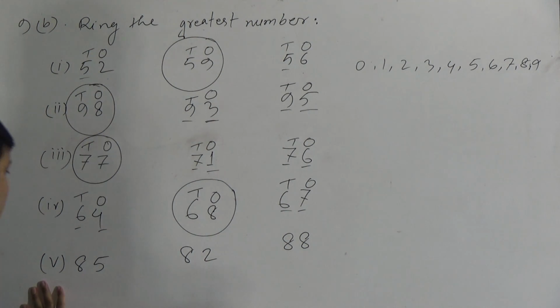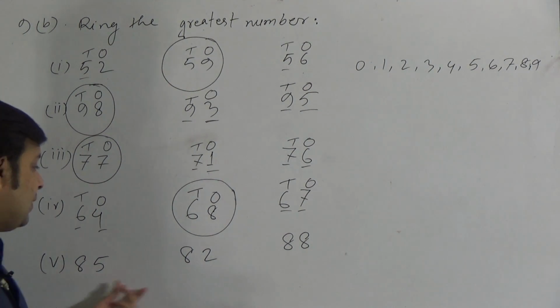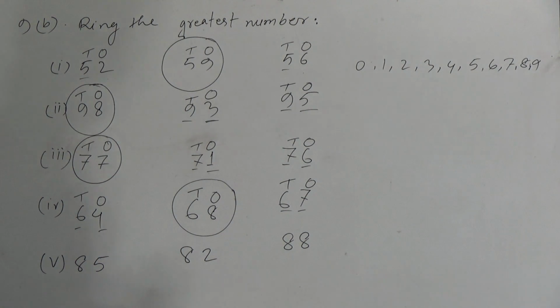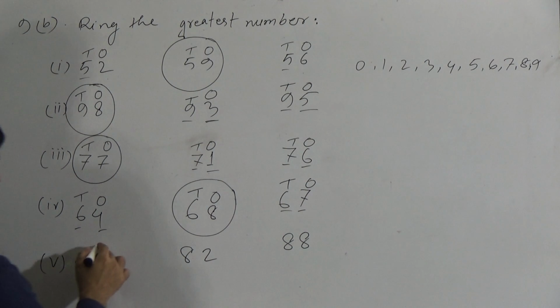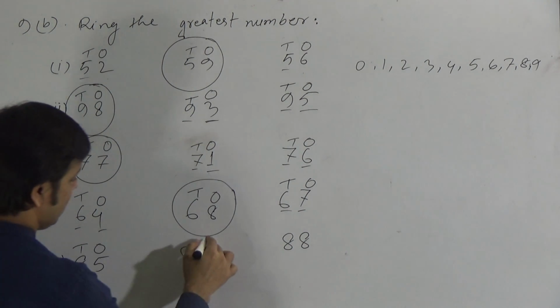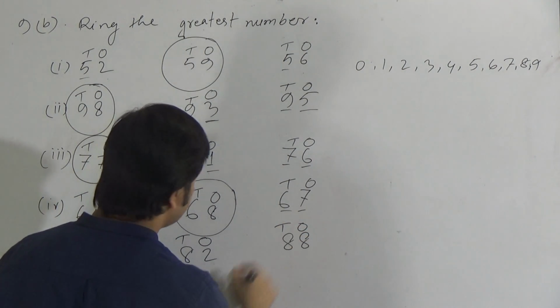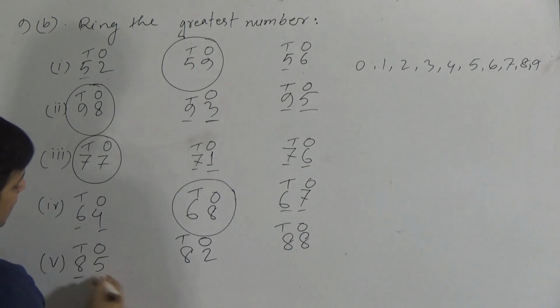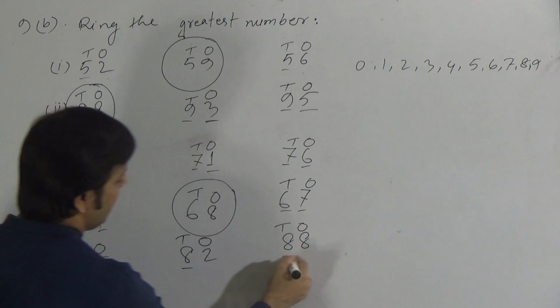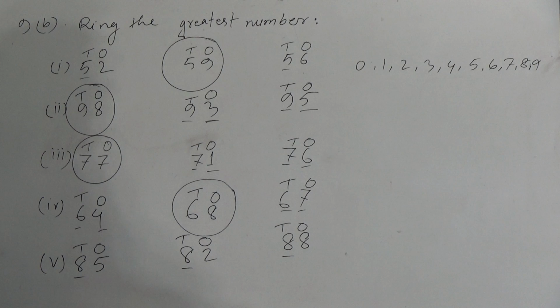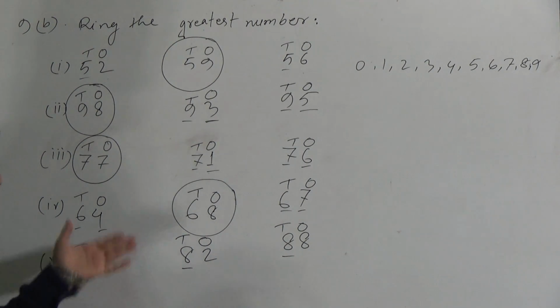What is the next question? The next question is 85, 82 and 88. These three numbers are given. We have to determine the greatest one. To determine the greatest one, we have to compare the ones place and tens place. At first we have to compare the tens place. Dear students, here the tens place is 8, 8 and 8. It means that in all the numbers the tens place is always the same. So we have to compare now the ones place.